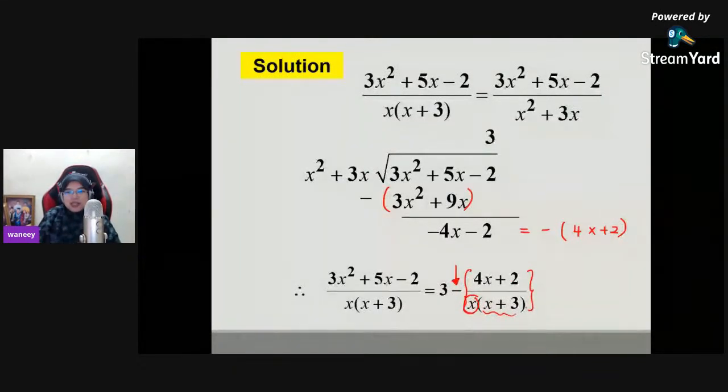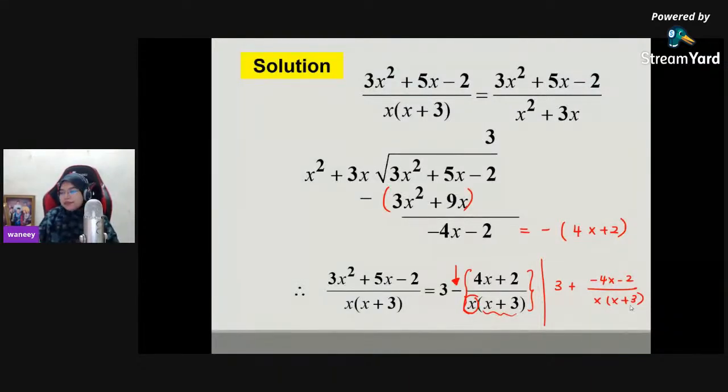Of course, you can choose to use positive. So nak guna positive pun boleh juga. So this is another one. You can actually use 3 plus and then (negative 4x negative 2) over (x plus 3). That is also fine. It's not wrong. Sama je lah. Benda yang sama. Boleh Amirul Mukmin? Okey tak?